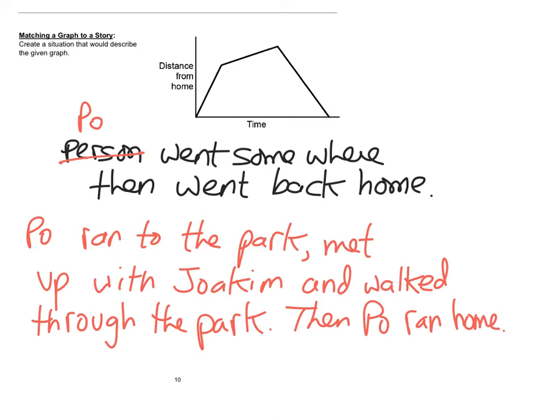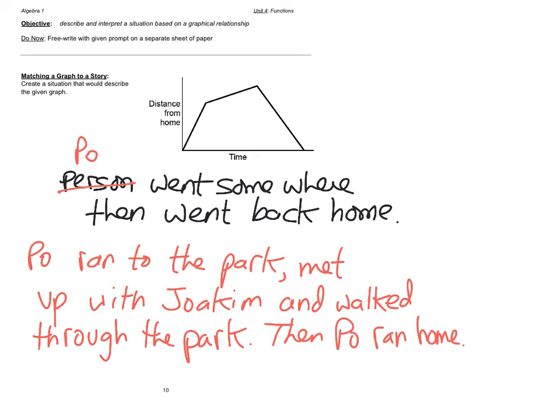All right, so this second explanation, both of them are correct, all right? If it's a multiple choice question, you'll have the different scenarios given, and I think it would be pretty easy. It's when you have to write it on your own and you have to incorporate the appropriate amount of detail that things can get tricky. So you have Poe went somewhere, then went back home. True, absolutely true. Poe ran to the park, met up with Joaquin, and walked through the park. Then Poe ran home. Also true. Both are factually accurate.